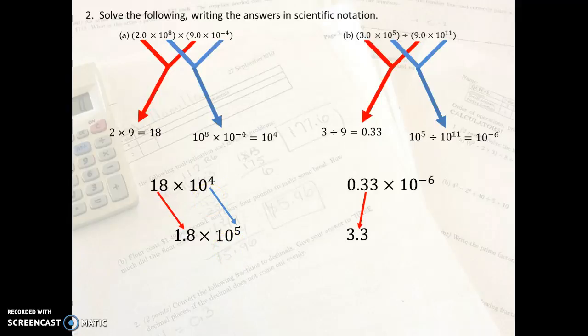What's a rule? Every action has a reaction. If you change this number, you got to change the exponent number. Same thing here. I'm changing this 0.33 to 3.3. That means I'm going to have to change the exponent. And if you're asking how did I change it that way? Look at the red arrow.